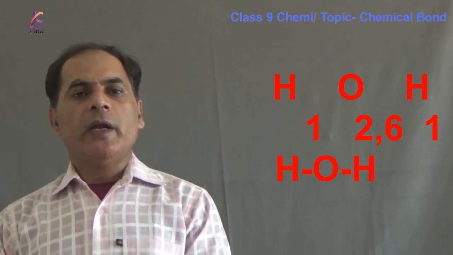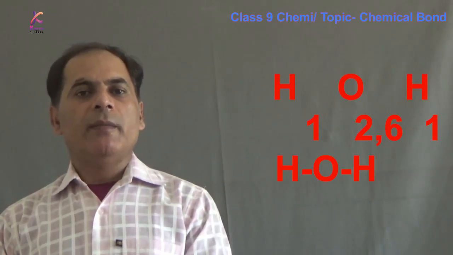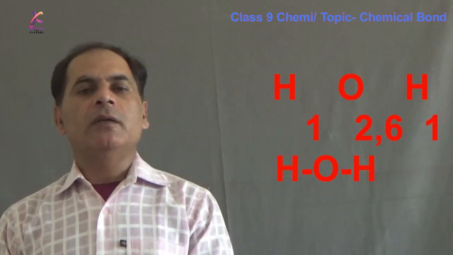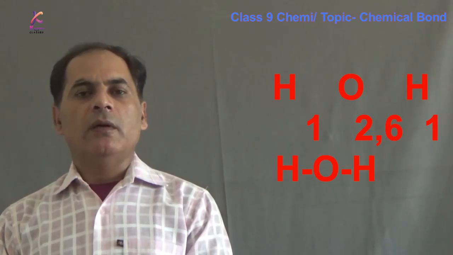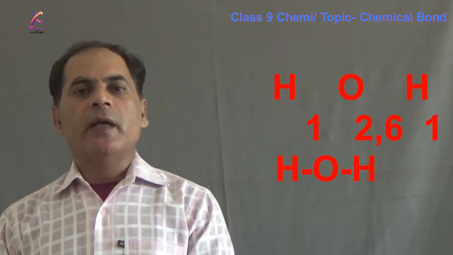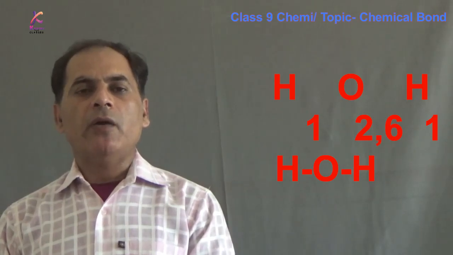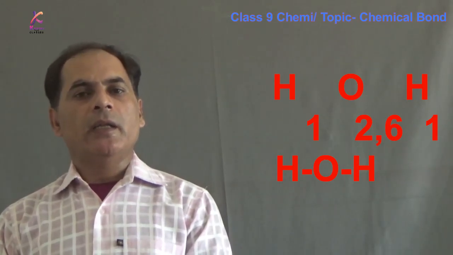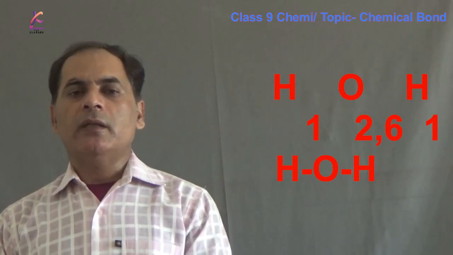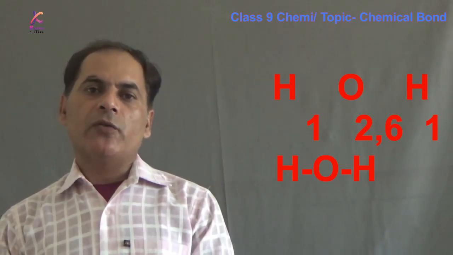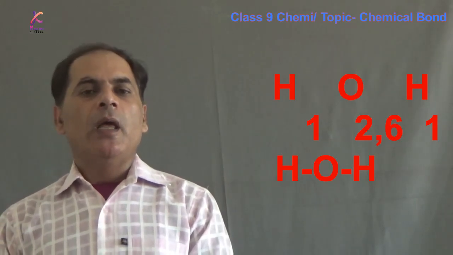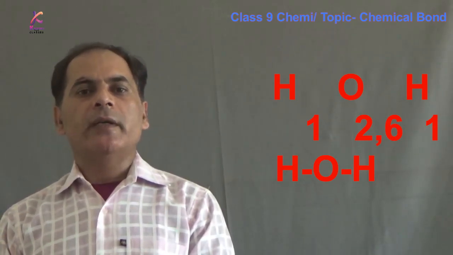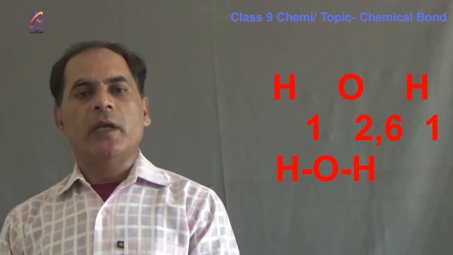So this 1 electron of each hydrogen will be shared with the oxygen atom, and we can see 1 electron of one hydrogen is shared with 1 electron of oxygen, and 1 electron of another hydrogen is shared with another electron of oxygen. In this situation, each hydrogen gets its duplet complete, and oxygen also gets its octet complete by sharing electrons.